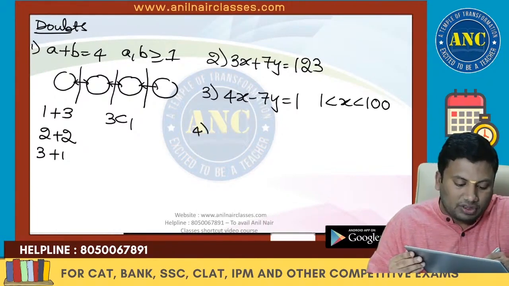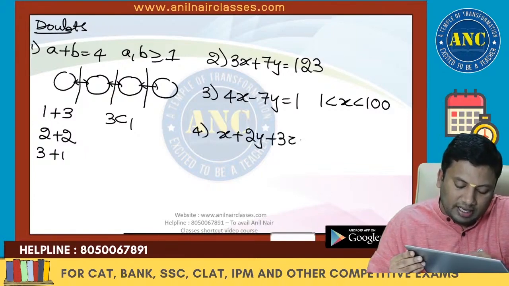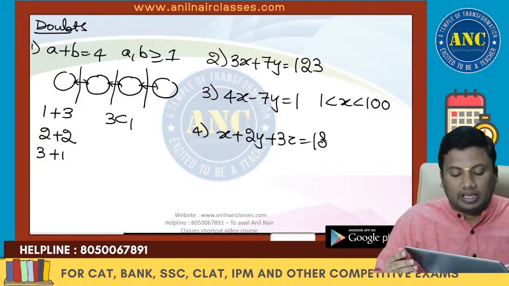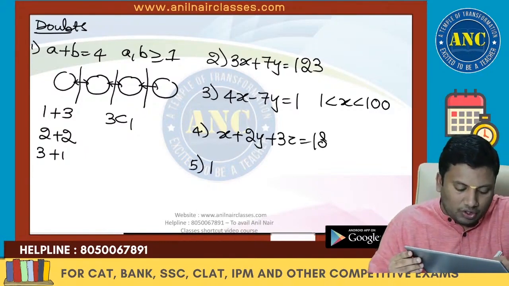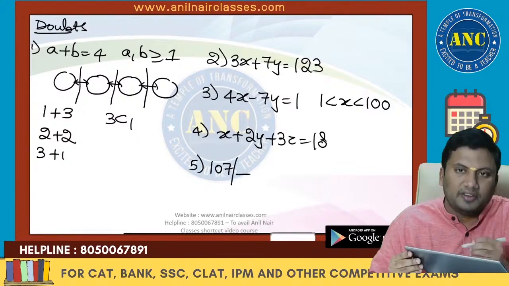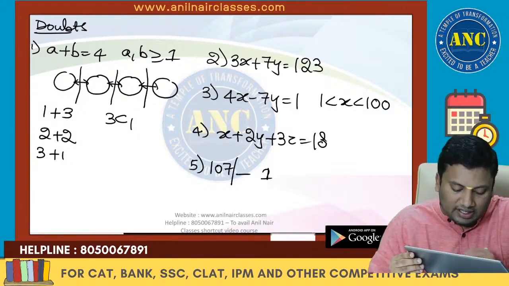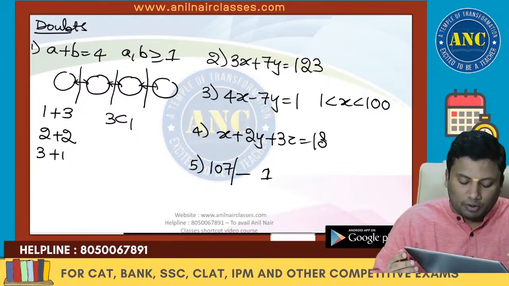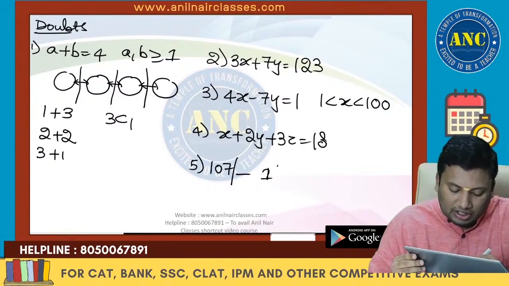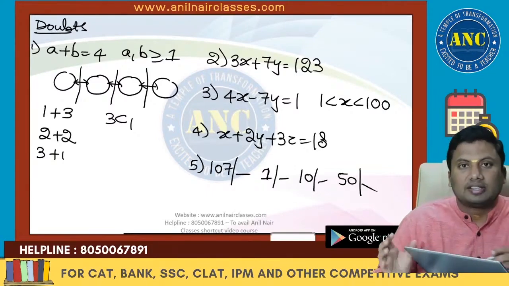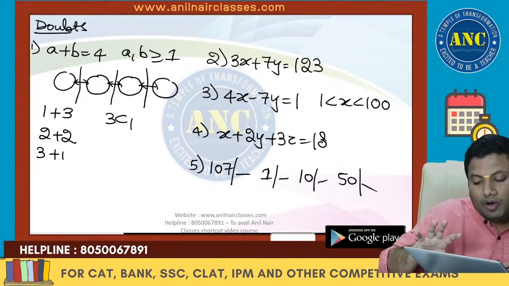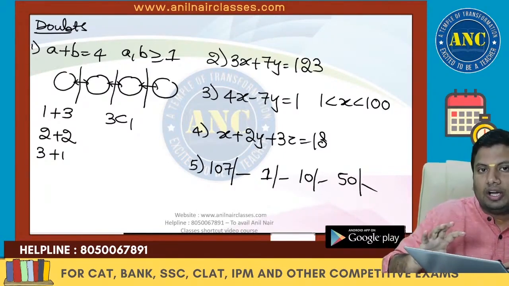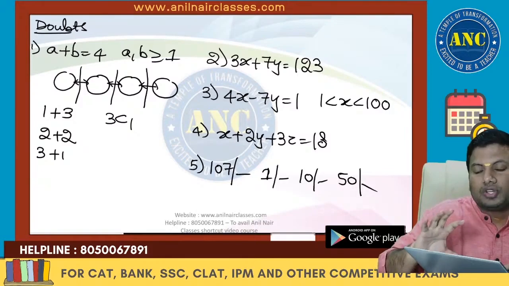What if there are 3 variables? x plus 2y plus 3z equals 18. What if, to solve a CAT question, in how many ways can I use 107 rupees, using denominations of 1 rupee, 10 rupees and 50 rupees? Sir, how to solve these advanced questions? We want to learn from you. How will you solve this question?